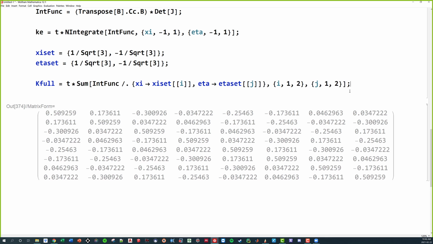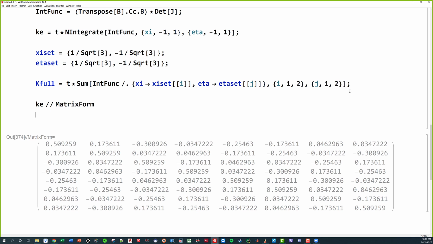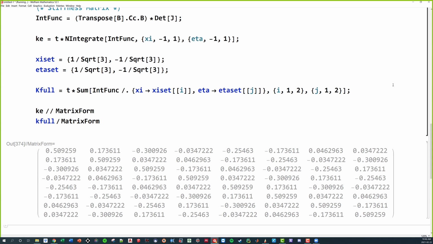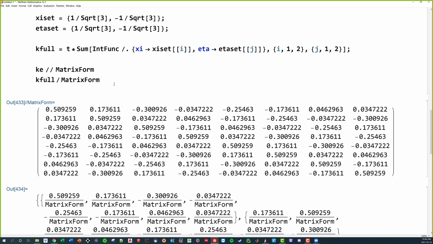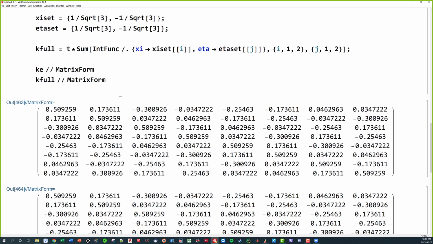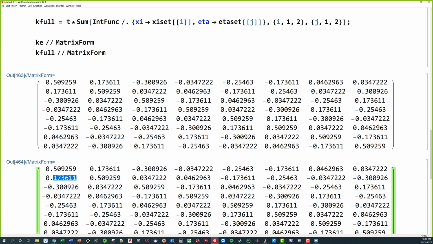So if I were to come down here, let's just go ke matrix form, and we'll go k full matrix form. We get something like this. Oh, it's because I did an uppercase K. Looks pretty ugly. Oh, it's because I didn't do the double slash. Losing my mind here at the end. As we can see, 0.509259, 509259, 173611, 173611, they are exactly the same.